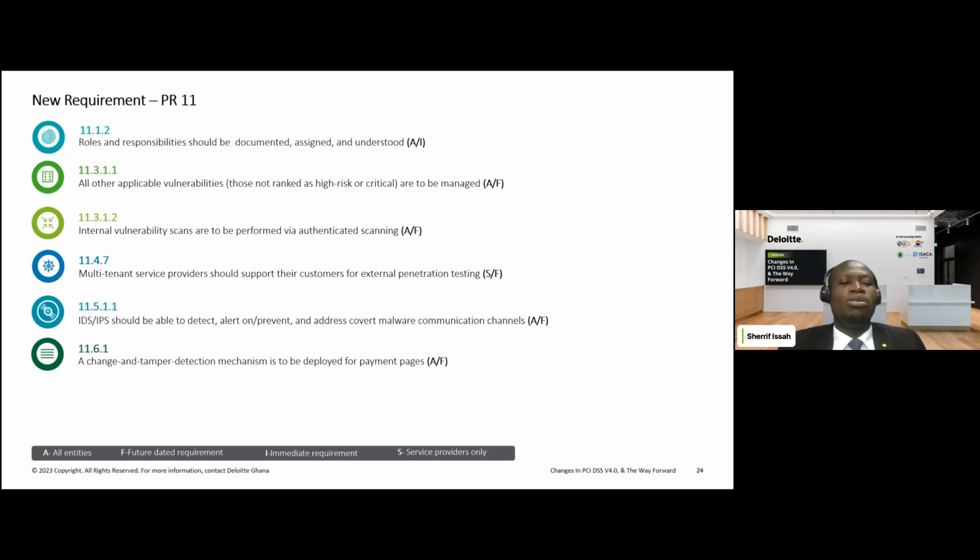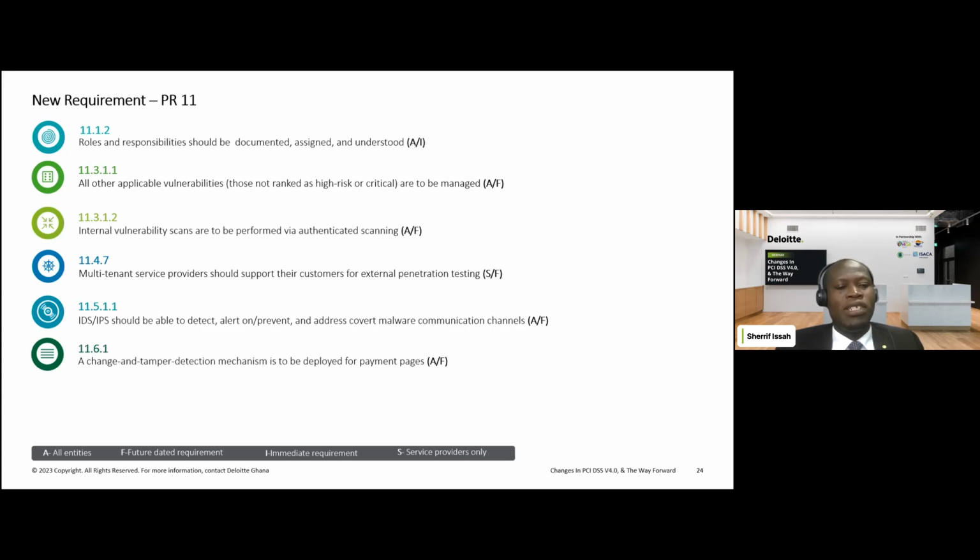Then 11.3.1.2 also says that internal vulnerability scans are to be performed via authenticated scanning. So if you are doing VA, vulnerability scan, vulnerability assessment on your network, you need to ensure that it is set up to do authenticated scanning. Then 11.4.2 says, in fact, this is solely applicable to service providers. It says that multi-tenant service providers should support their customers for external penetration testing. So let's say service providers who provide hosting services to different customers.